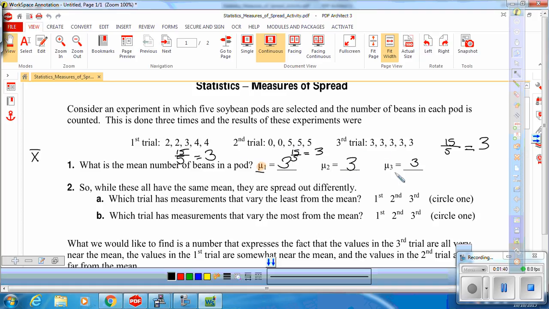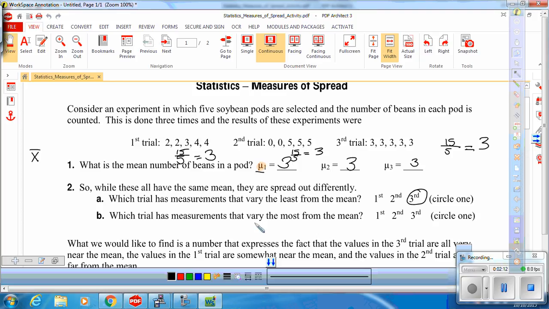So the mean is not really going to give us the full picture of these sets of data. It gives us the middle number in the sets of data, but this one is very different than this one. So while all these have the same mean, they are spread out differently. Which trial has measurements that vary the least, the ones that are the least different from the mean? Well, that would be the third one. If you remember, this one was the one where all the numbers were 3. So the average turned out to be 3. They're all exactly the same as the mean.